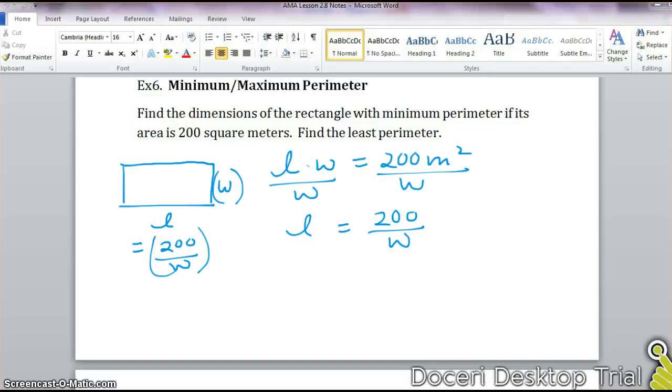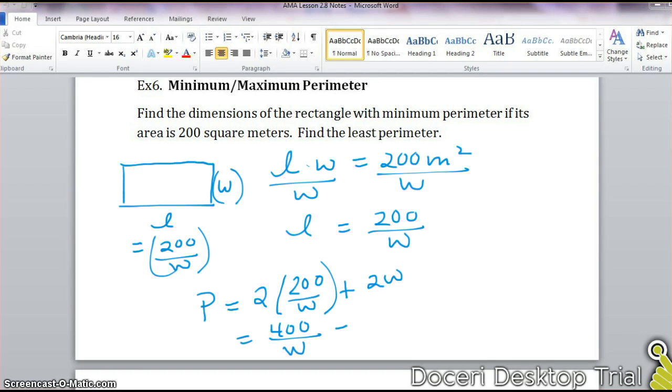And I want the perimeter of this figure. I know perimeter is 2 times the length. So the length was 200 over W, plus 2 times the width, so 2W. If I do a little simplifying, I get 400 over W, plus 2W.